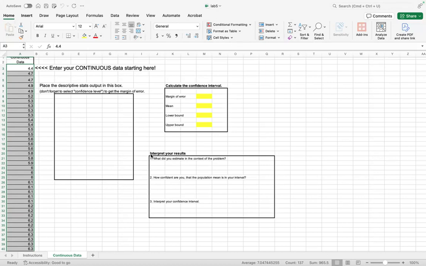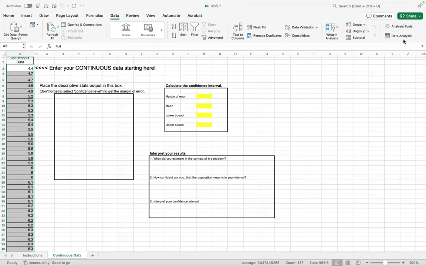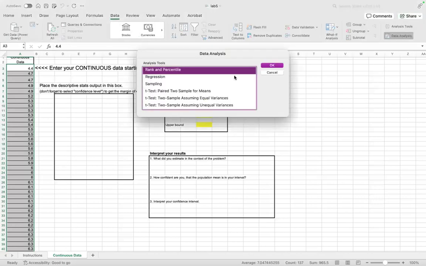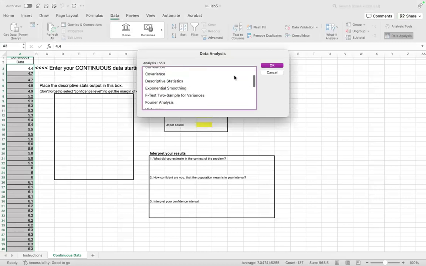So we're going to once again use the data analysis tool. It should still be installed on your Excel. If it's not, go back to the Lab 2 video and get the instructions on that. But it should still be there because it doesn't just go away. So I'm going to use this data analysis tool, and once again, we're going to go to exactly where we were before.